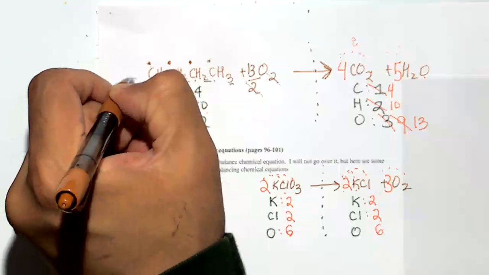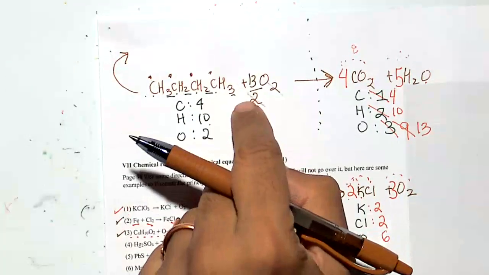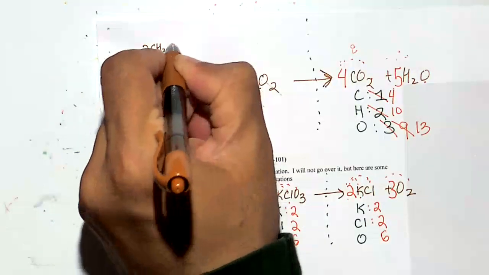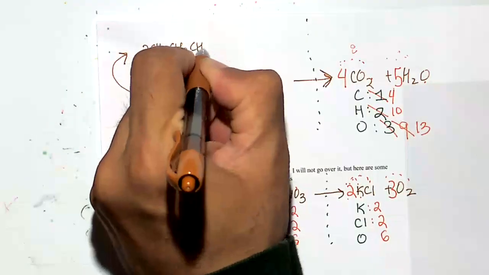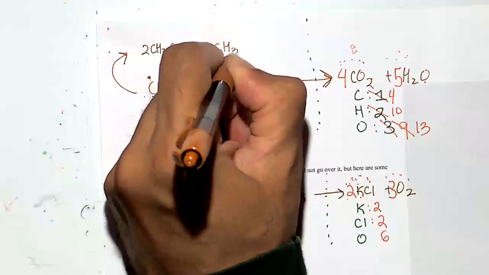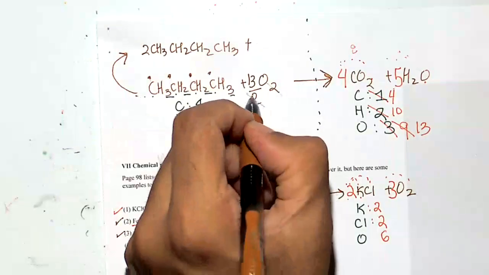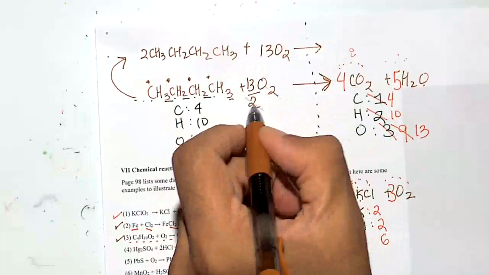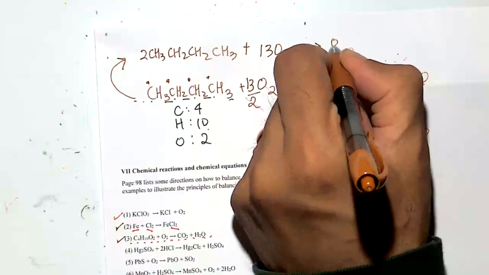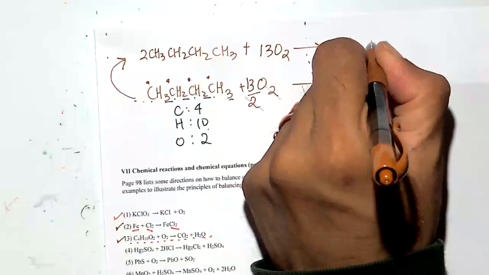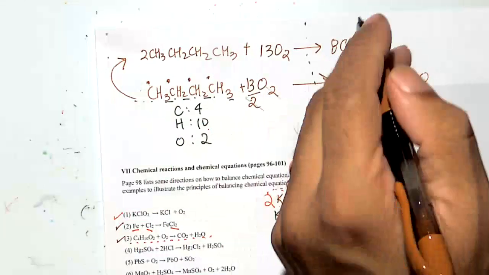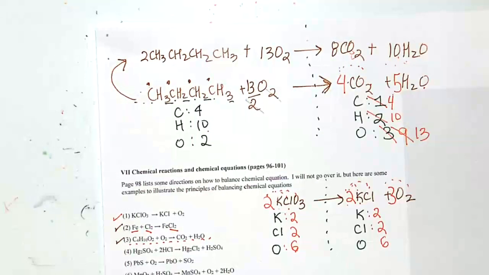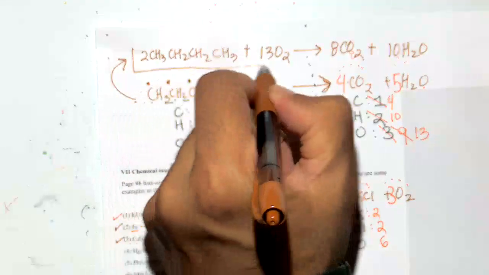Let's multiply both sides by 2. Okay, so like in math, this will be 2 CH3, CH2, CH2, CH3. Okay, 2, and the 2's cancel, that's 13 oxygens. 8 CO2. 10 waters. Okay. This is our answer.